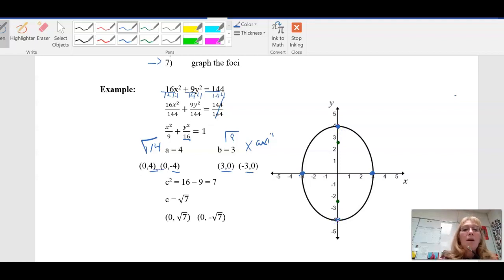Now we've got to find c. c is always the larger minus the smaller, regardless of where it is. So we have the 16 minus the 9.